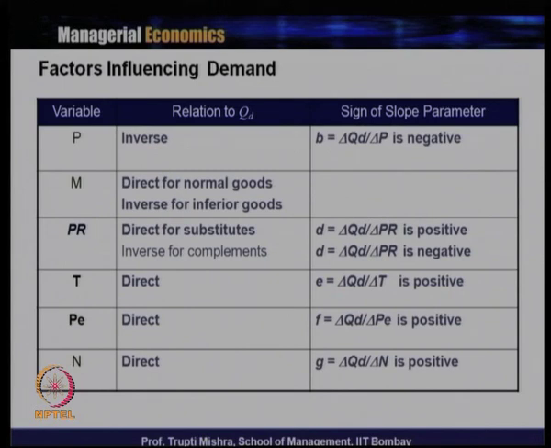Then the expected future price of the product is again directly related to the quantity demanded. If the price of the product is going to increase in the future, quantity demanded is more now, because the consumer prefers to buy more at this point since the price is going to increase in the future. And if the expected price is going to decrease, the consumer postpones consumption to the time period when the price is going to decrease. So, the expected future price of the product is directly related to quantity demanded: if it is going to increase, then quantity demanded is increasing; if it is going to decrease, then quantity demanded is decreasing.